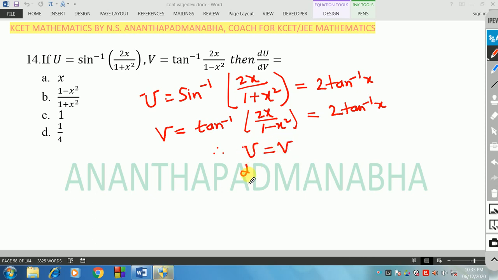Now let us differentiate u with respect to v. So we get du by dv is equal to 1, which is in option C. Du by dv is equal to 1 is the right answer.